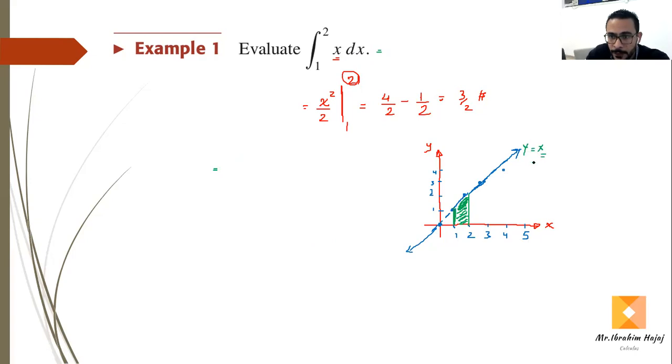x. Okay, so simply it's a rectangle. If we do a rectangle here, some of the area is still not evaluated. And if we do a rectangle from here, some of the area of the rectangle is above the curve, so we have overestimation or underestimation.